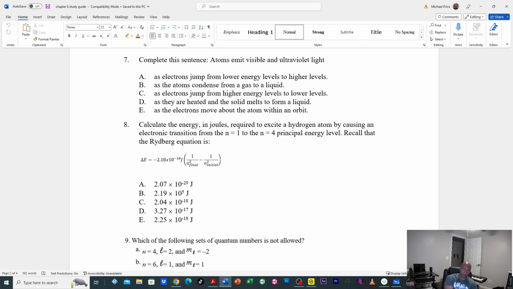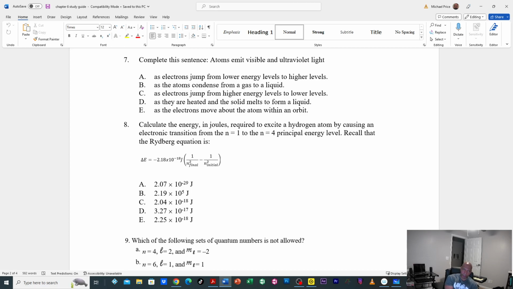So, of course, if we go from higher energy to lower energy, we know we can't destroy energy according to the first law of thermodynamics. So it can emit that energy in the form of light. Okay. Now, of course, it's not going to be D, as they are heated and the solid melts to form a liquid. No. And E, as the electrons move about the atom within an orbit. No.